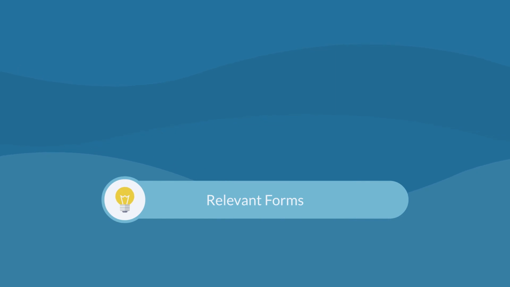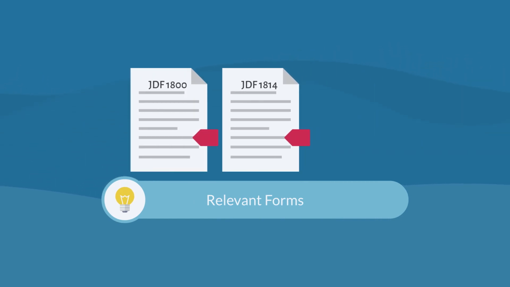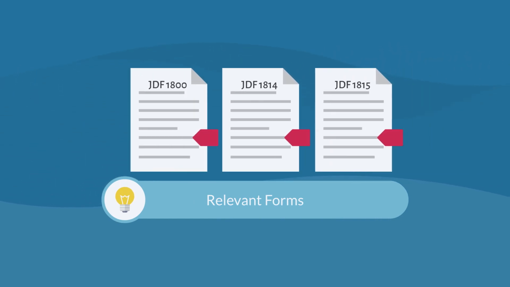The relevant forms are listed here: JDF 1800, JDF 1814, and JDF 1815. It's important to read 1800 carefully because 1800 gives the overall instructions for collection of money issues in enforcement of court orders.